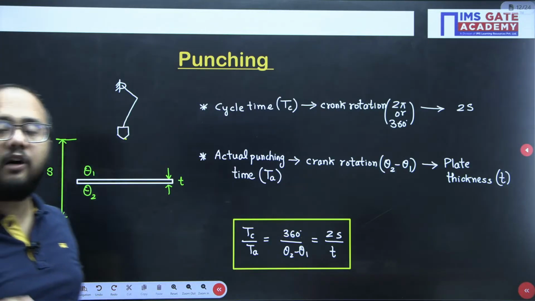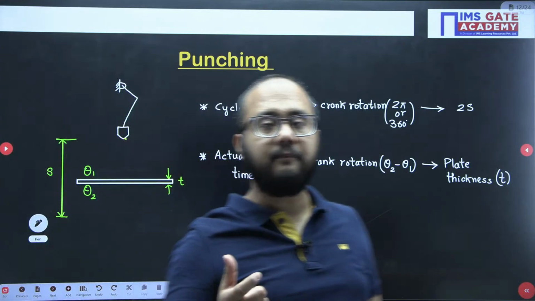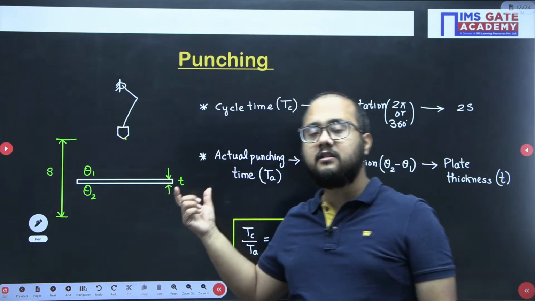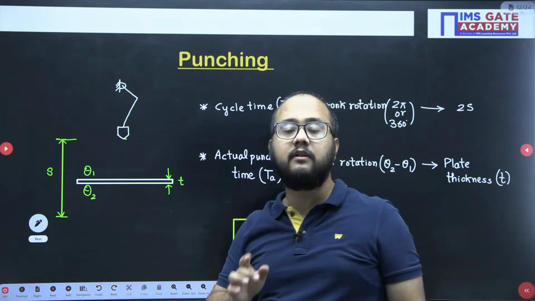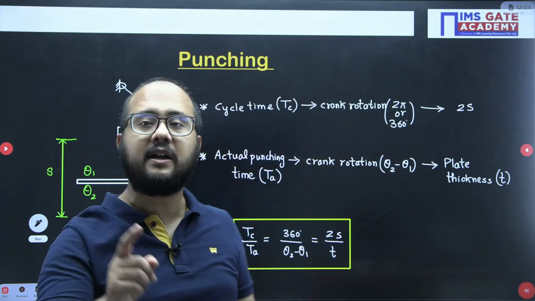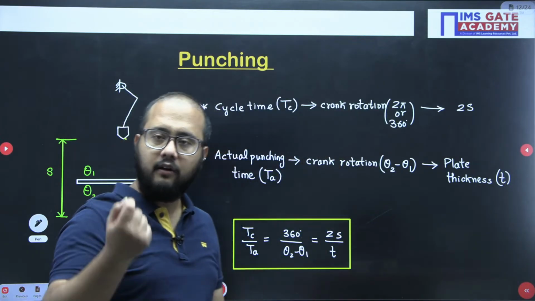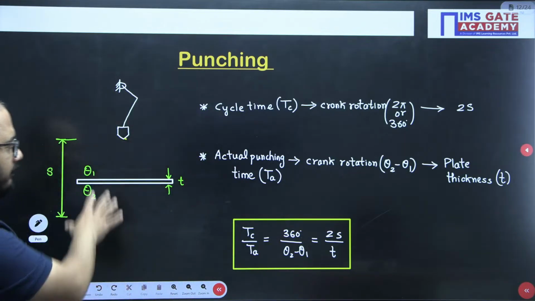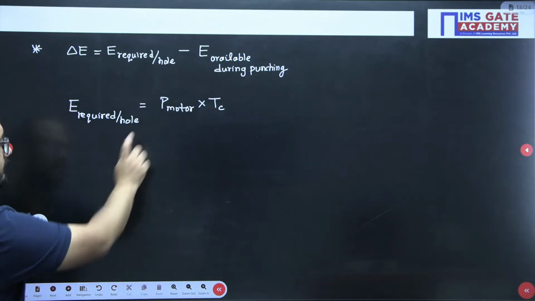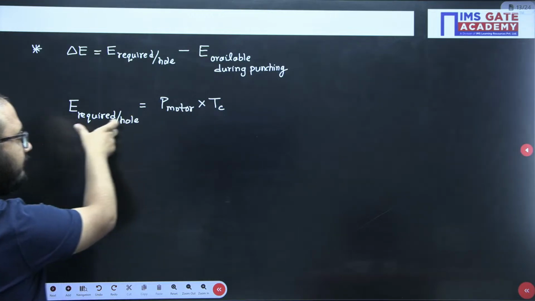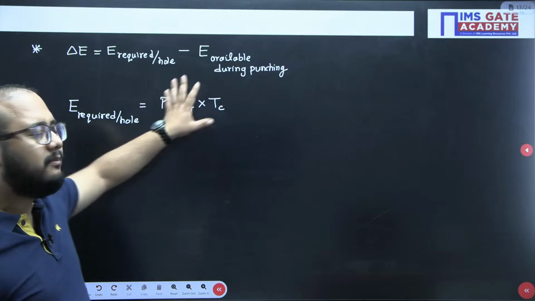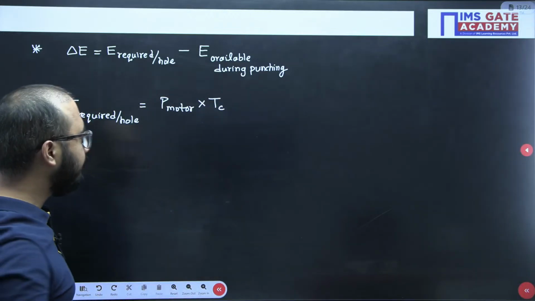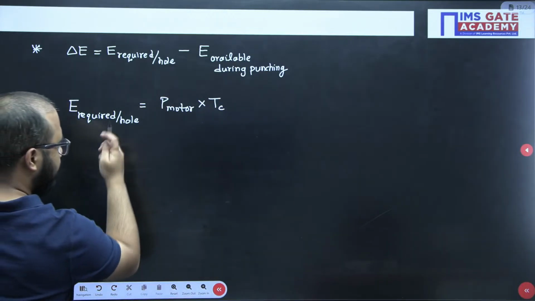During this cycle, how many punches will there be? How many holes is this machine going to punch? Only one hole. So that's why energy required per hole will be equal to power of motor multiplied by cycle time. Only one hole is going to be punched with this particular cycle time. So power multiplied by time will be what? Energy only.